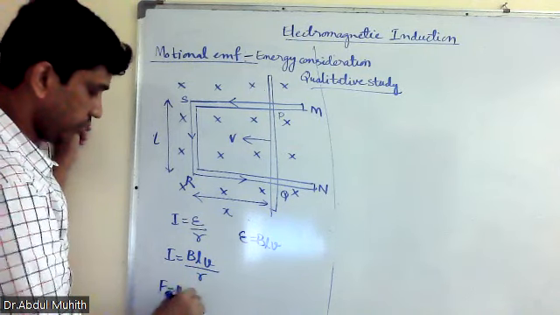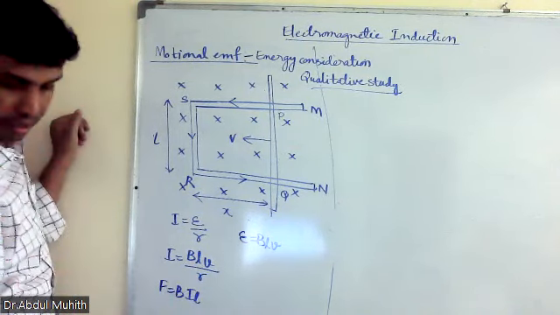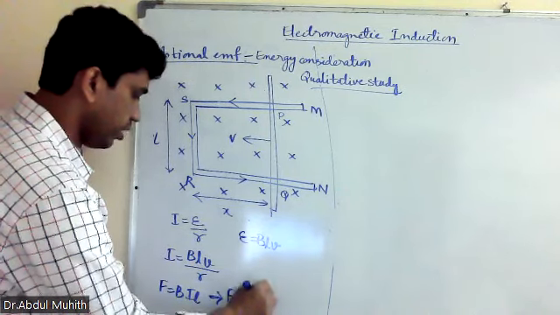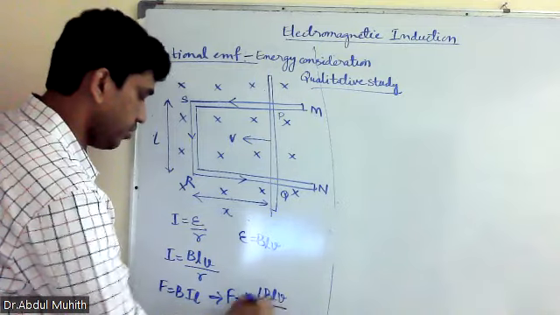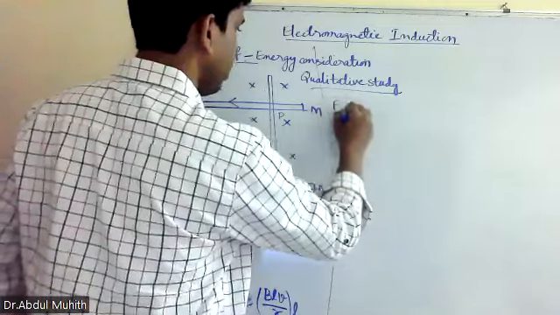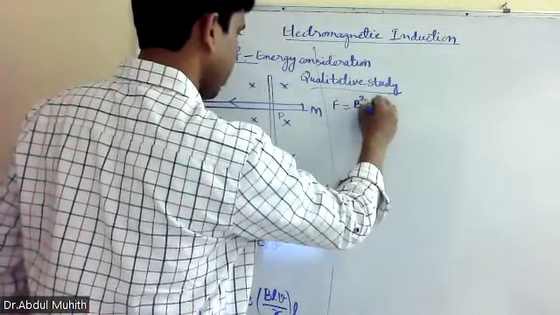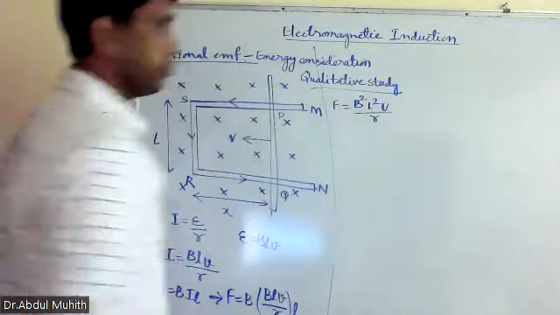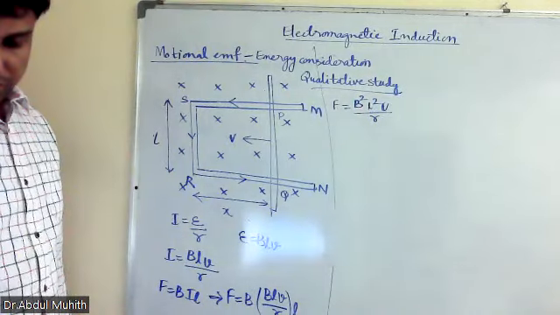Okay, the force formula is F = BIL, which implies F = B × I × L. What is I? I = BLV divided by R, into L. So what is the formula? F is equal to B square L square V divided by R. F = B²L²V/R.